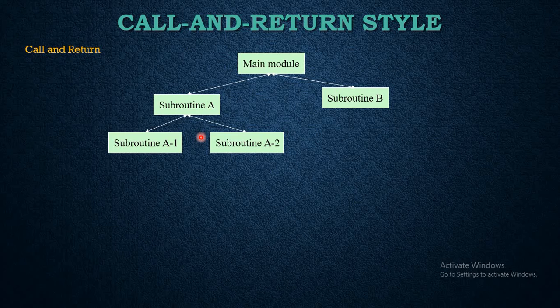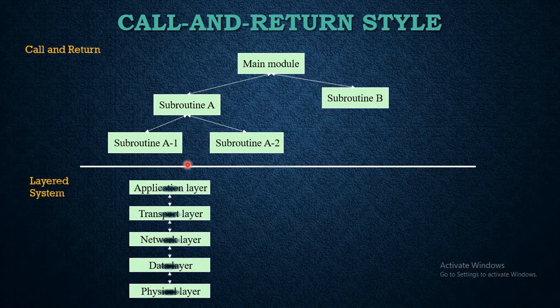Then comes layered system. A layered system assigns components to layers in order to control intercomponent interaction. It only allows a layer to communicate with its immediate neighbor. It assigns core functionality such as hardware interfacing or system kernel operations to the lowest layer.